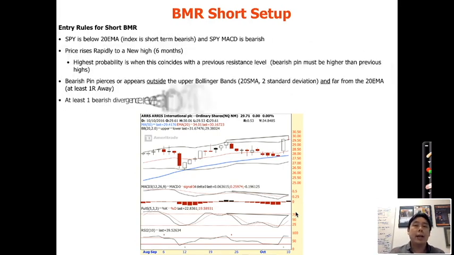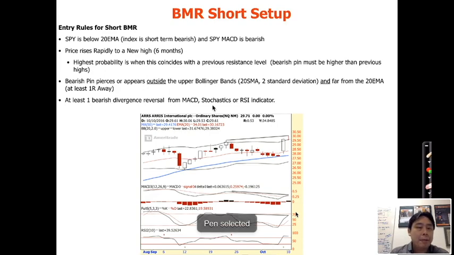First, before taking a BMR short setup, once again look at the S&P 500, the overall market, the SPY ETF if you want to as well. The S&P 500 or the SPY must be below the 20 exponential moving average. This tells us that the overall market is in a bearish mode, and the SPY MACD should be bearish as well. So that's the first condition.